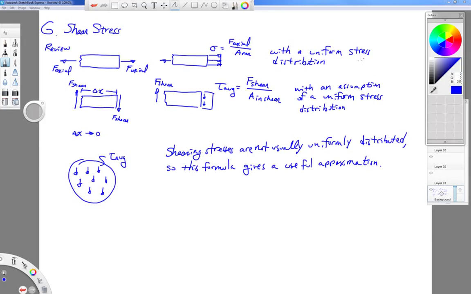And with that, we get a uniform stress distribution. That's our assumption. And we talked about how that was a good assumption for axial normal stresses when you have an axial loading situation.